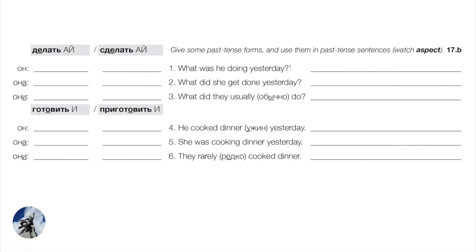Okay, let's look at one more exercise, and now let's think more about the aspectual distinction in the past tense, right? Let's take an aspectual pair, делать, сделать, to do, right? And let's first just form the past tense, right, for each aspect. What about он? Well, the forms would be делал for imperfective and сделал for perfective, right? So we have these two forms, делал, сделал.